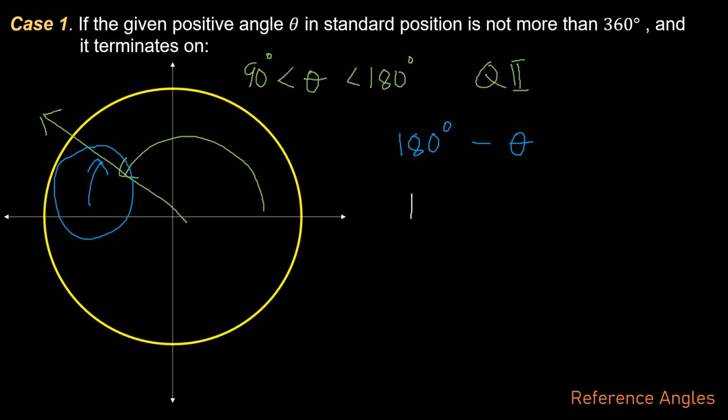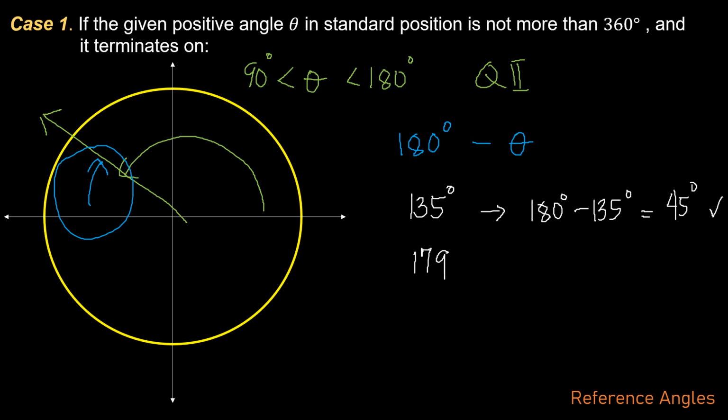let's say for example we have 135 degrees. So how to get its reference angle? The reference angle of this will now be 180 degrees minus the given angle. So the answer is 45 degrees. So 45 degrees is the reference angle.